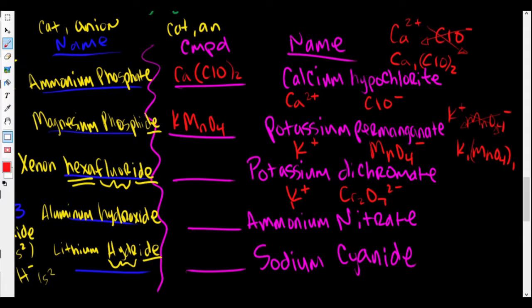So to do this, to swap our charges, we are going to have this. I guess I should write it up here. K2Cr2O7. Right, this comes from the dichromate, and then we need 2 potassiums to balance out the dichromate.